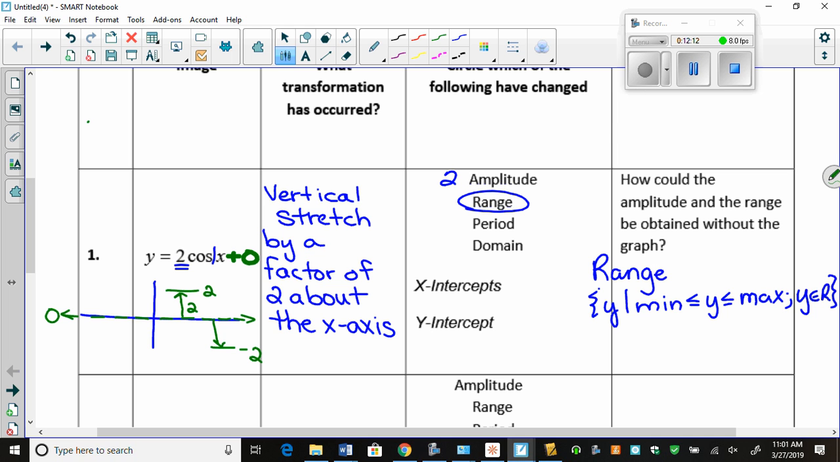Okay? So it really does depend on where that middle line is, that median line, the midline, because I count up from it and down from it, my amplitude. Okay? So the minimum of this graph is -2. So -2 is less than or equal to y is less than or equal to 2, y ∈ R. Does that make sense?